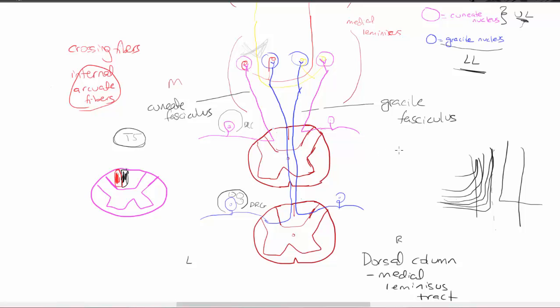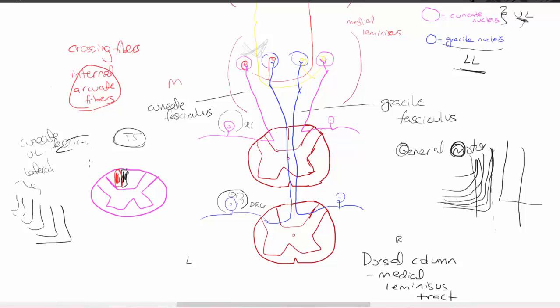I remember this, it's silly, but I remember it. General motors. G for gracile, M for medial. So as you're going up the spinal cord, it's happening like this. More and more is getting added laterally. The upper limb ones will be more lateral for the upper limb, which is your cuneate fasciculus.